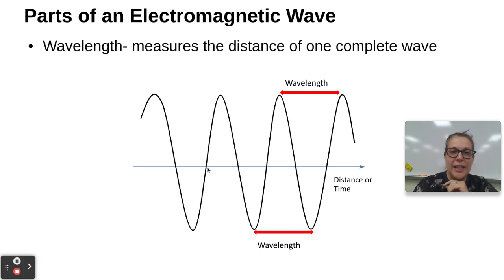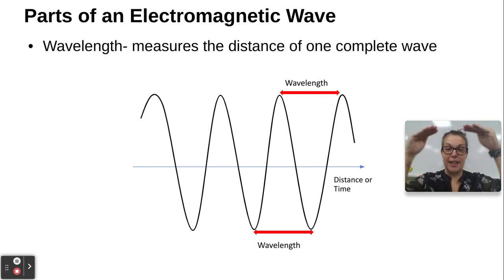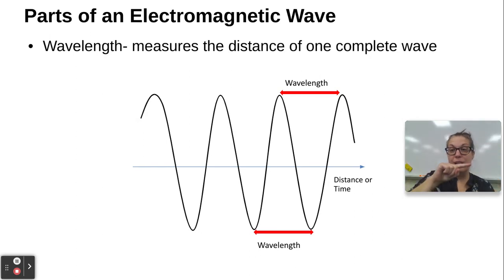If I started mapping my wave right here, one complete cycle would be an up and a down and then a back, stopping at the same position. So wavelength doesn't just have to be top to top, bottom to bottom. It is one complete wave cycle. Keep that in mind.